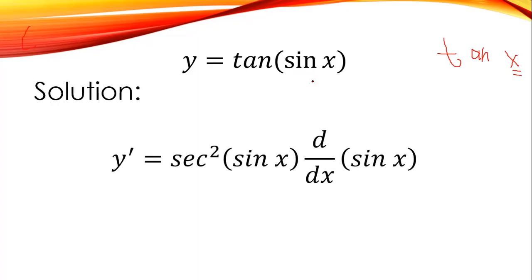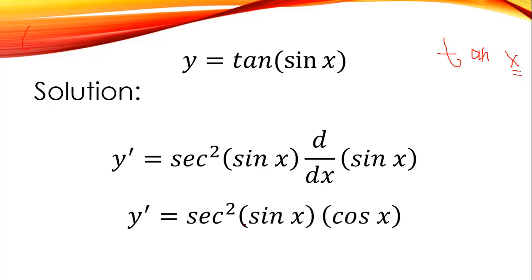So to solve for this, the derivative of tangent is equal to secant squared, sec squared, and then sin x. This is its angle. Multiplied by the derivative of sin x. So now, y prime is equal to sec squared sin x cosine x, and then add here the derivative of x, wherein the derivative of x is equal to 1.